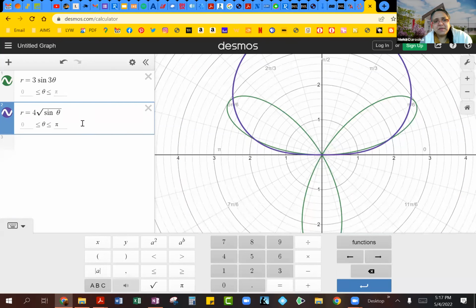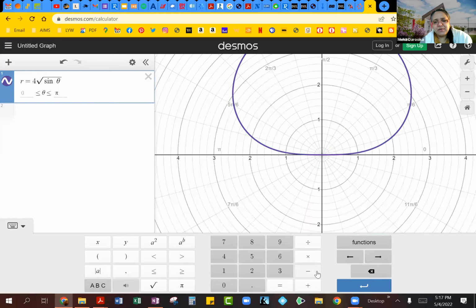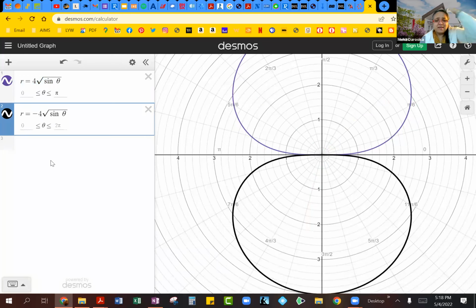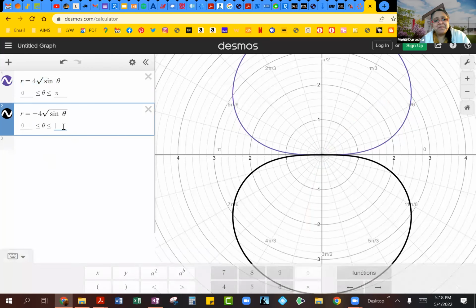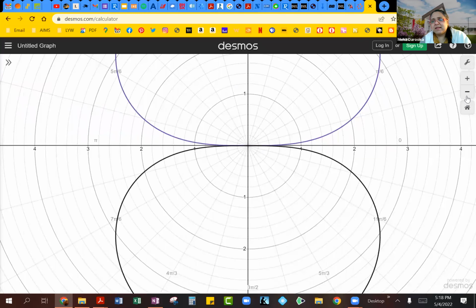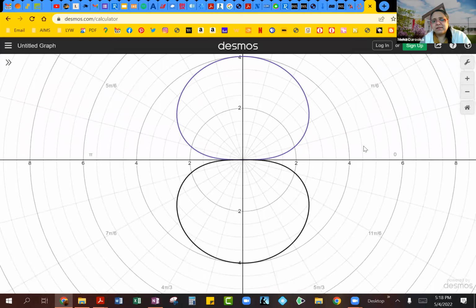Okay, if this is with the positive 4, what happens when we make that negative? Okay, yeah, so we will have to do this. So let's copy, paste, and change that to negative. And I guess it will not let me change the color, but basically both of these together make your graph. And let's see if we can zoom out a little.